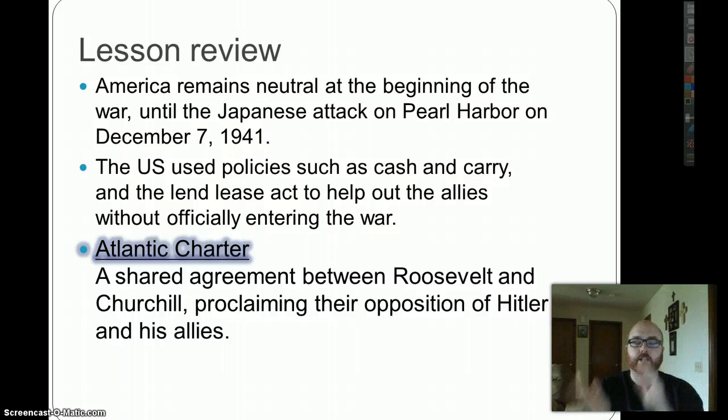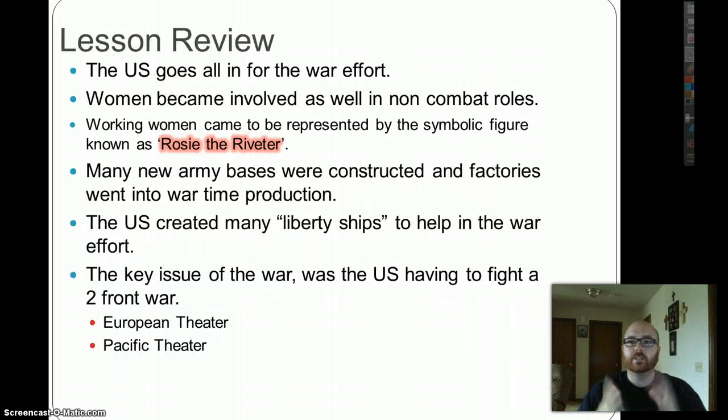The U.S. declares war one day later. The U.S. used a policy of cash and carry and the Lend-Lease Act to give all aid short of war. The Atlantic Charter said that Roosevelt and Churchill proclaimed their opposition to Hitler. And the U.S. goes all in on the war effort. Women became involved as well in non-combat roles. Alright, Rosie the Riveter was a symbolic figure for women working. Many new army bases were constructed.